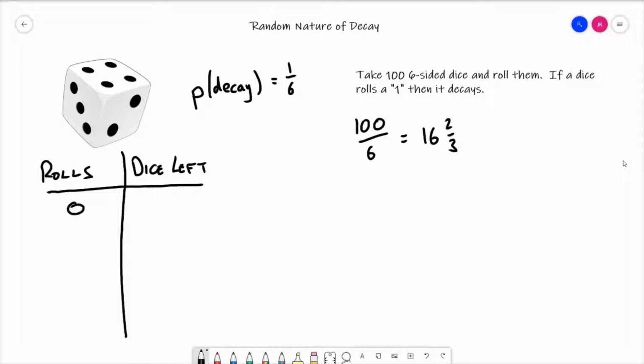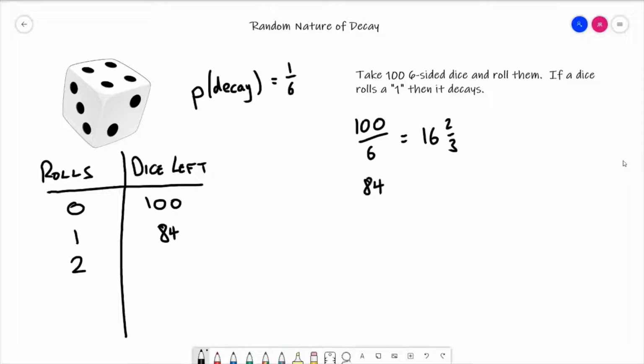Now after 0 rolls we know that we started with 100 dice because that's exactly what it says in our little thought experiment. After 1 roll we're expecting roughly a sixth of those to decay. So let's just say, for sake of argument, that the number decaying is exactly 16, and we'll forget that 2/3. What we're therefore left with is 84 dice remaining. For the next part of our thought experiment, we're going to take those 84 dice and we're going to roll them again. So we're going to take 2 rolls now.